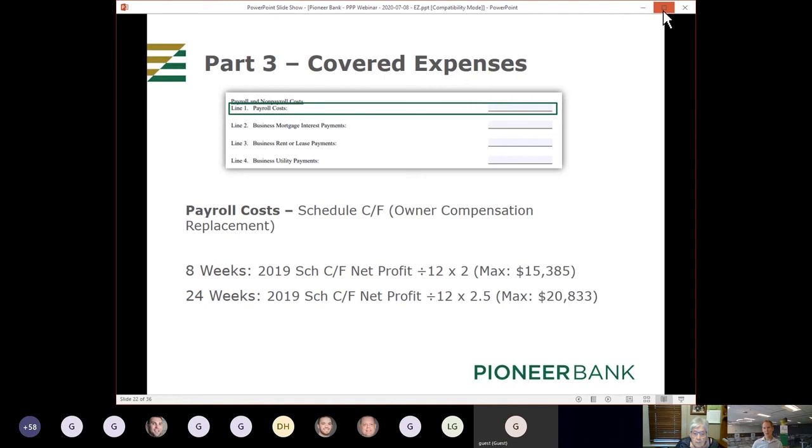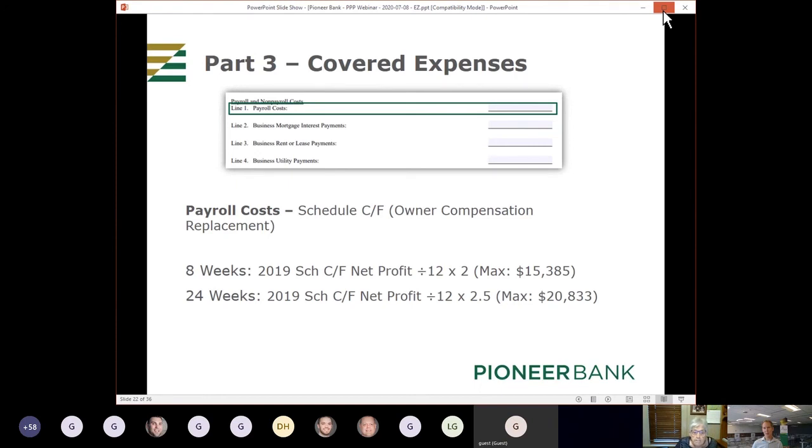Now the question is, how do you show what my income during the covered period was? Especially because some businesses are seasonal. They may get a lot of income during the first quarter, or they may get all of their income in the fourth quarter.